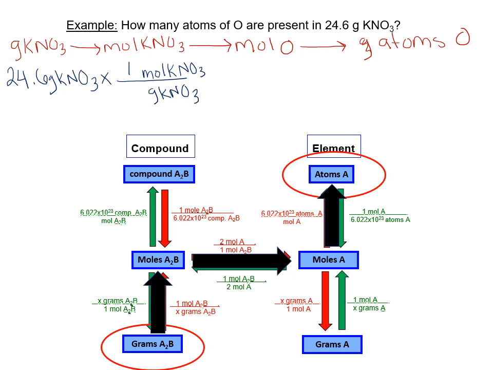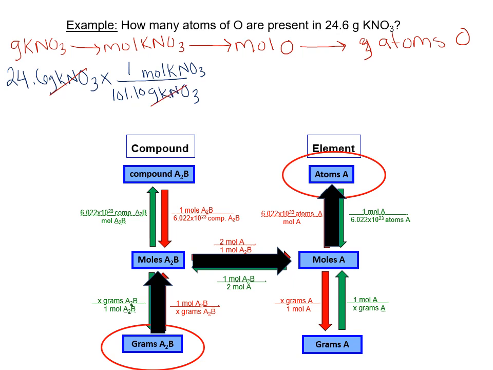For the grams of KNO3, I have to use the molar mass of KNO3 from the periodic table. K has a mass of 39.10 plus 14.01 for the nitrogen, plus 3 times 16.00 for the oxygen. All of that added together gives us 101.10 grams. And you can see here that I've canceled the grams of KNO3.